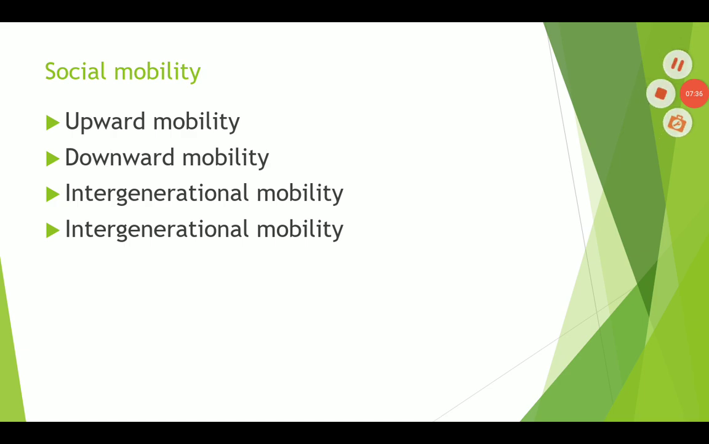Social mobility is the movement between classes. For example, you move from upper middle class to middle class, you move from upper middle class to lower middle class, or you move from an elite class to working class. So this is the movement between the classes. This is called social mobility.